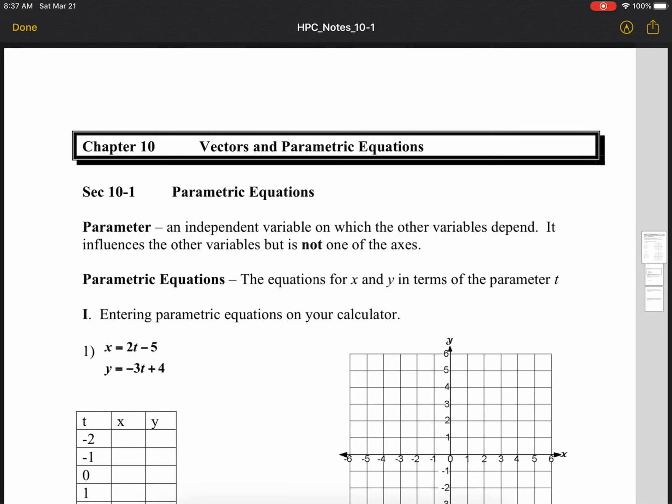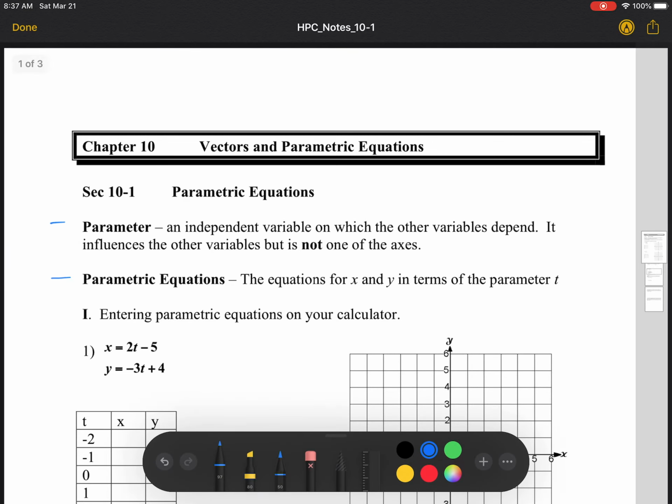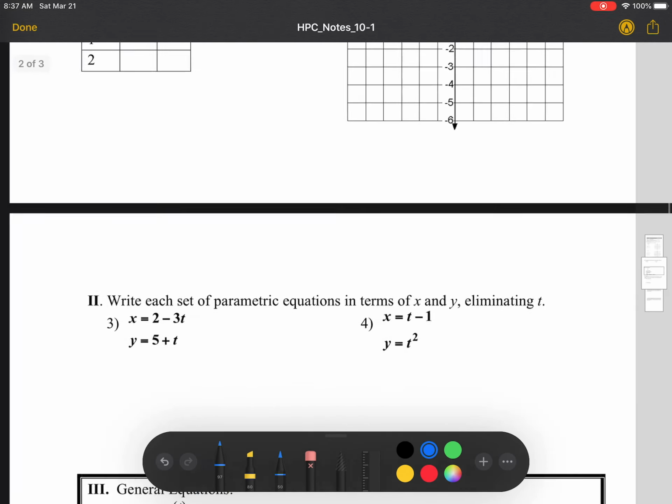Okay, so let's just touch base again on what a parameter and a parametric equation are. The big thing to take out of it is the t is not one of the axes, okay? But for equations that have x and y, it's in terms of a parameter t, okay? For pretty much every one of these problems we're going to do, it's going to be time. It's pretty much always time, okay? All right, so that's stuff we did yesterday.